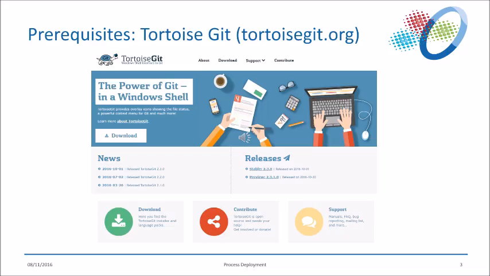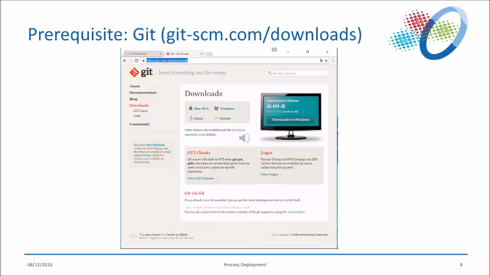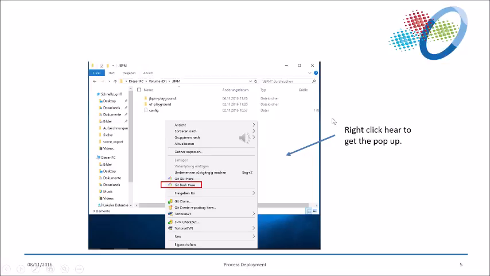I recommend to install Tortoise Git from the given website. Additionally, Git needs to be installed on the Windows machine. When Git and Tortoise Git are installed, the pop-up on a right-click in the white space of a folder in the Windows Explorer should look similar to the one on the slide. Especially an entry for Git bash should be listed.